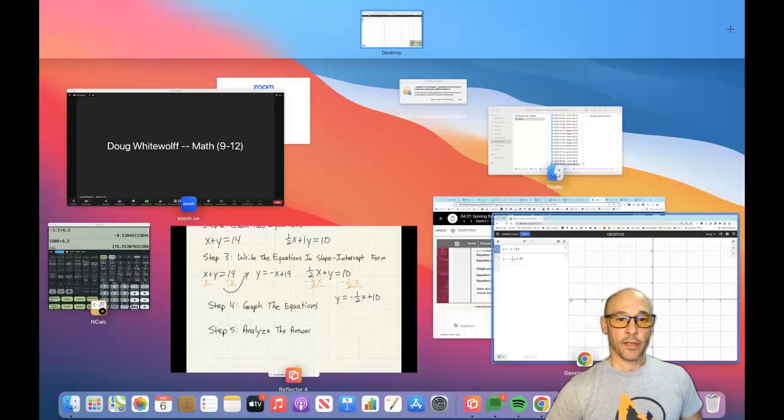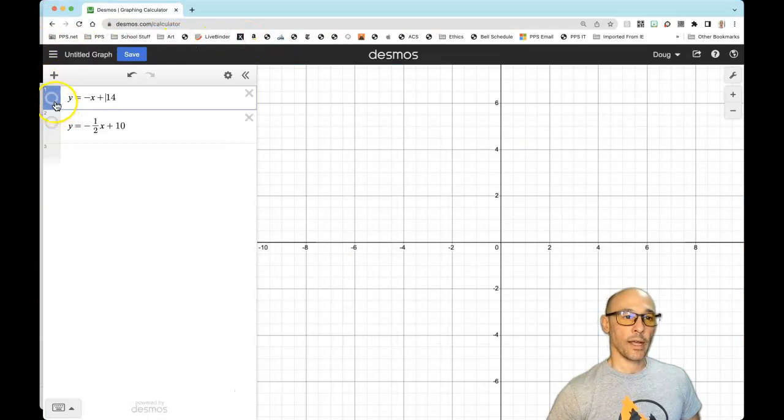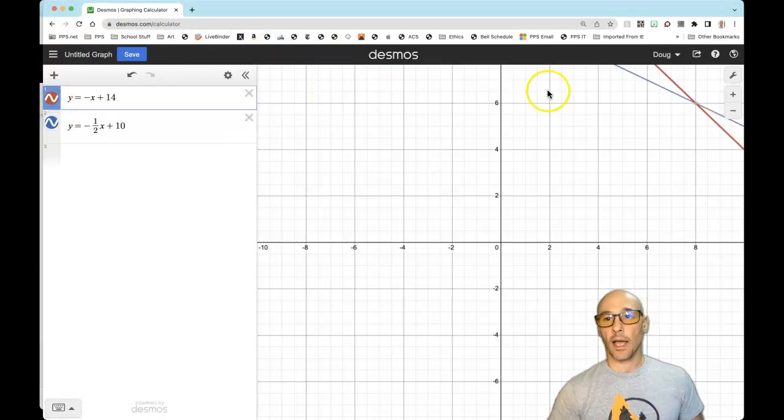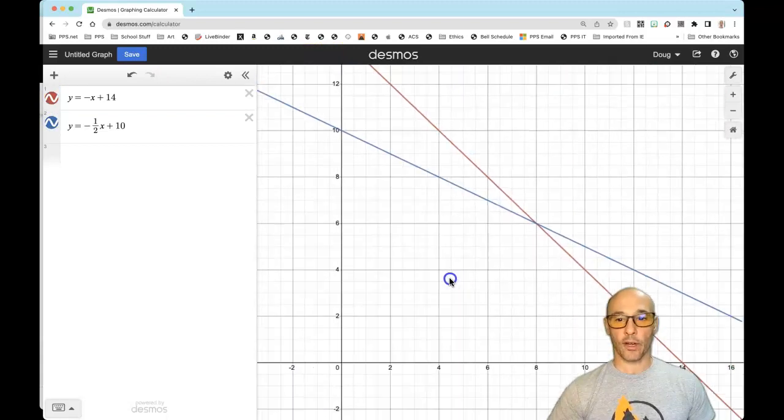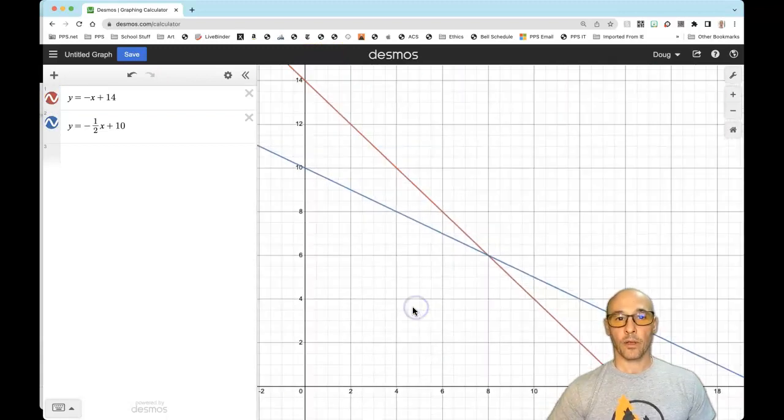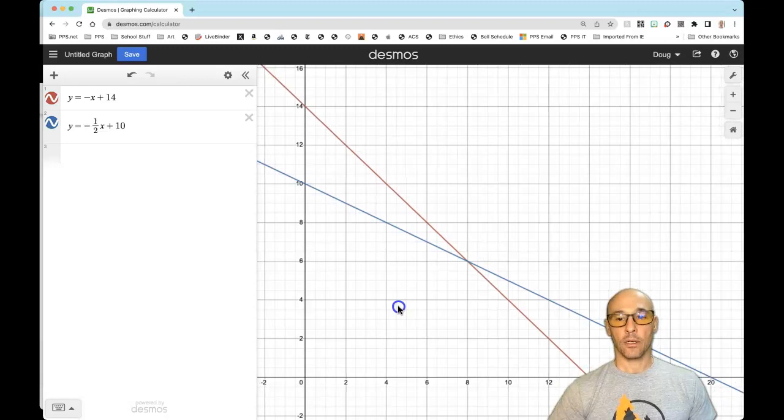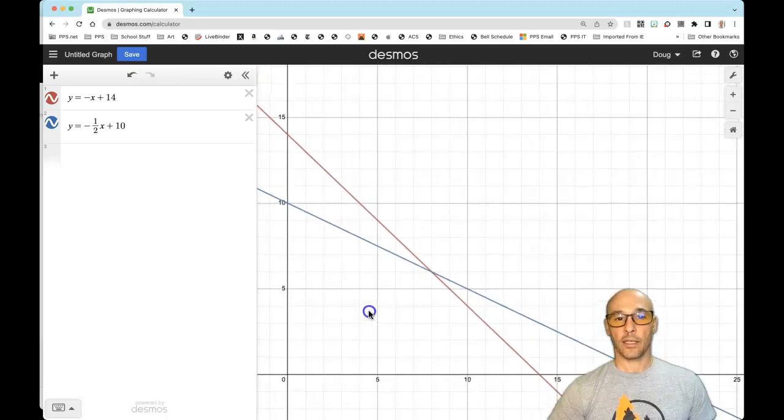And so when I graph these, I can see the point of intersection, but I'd like to see the whole graph. I can just pull it over here, and you can zoom out. So there I can see the whole thing.